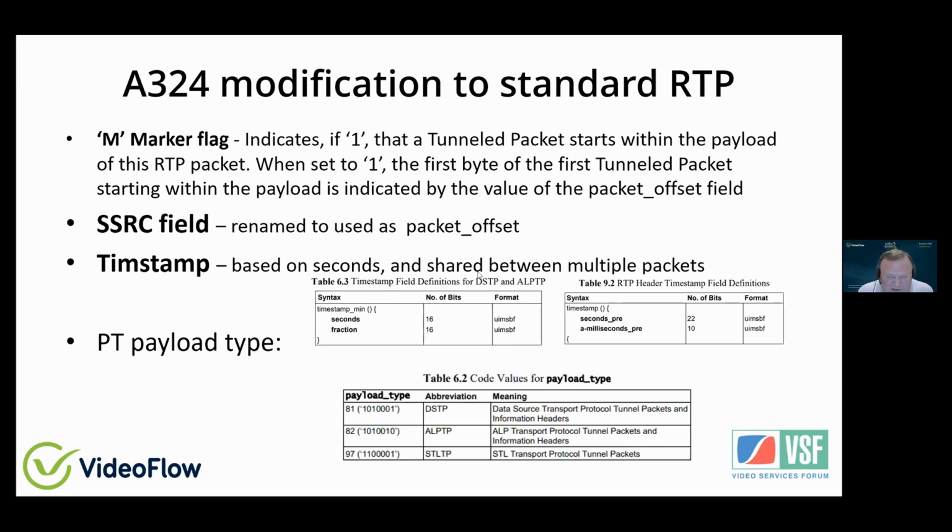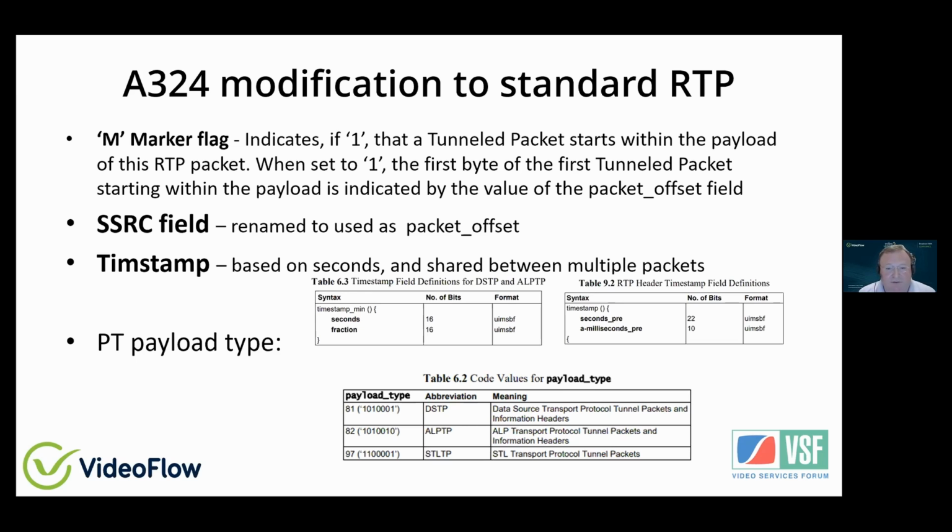So let's touch slightly on the bits, because this is the thing that you need to keep in mind. Basically, the A/324 specification, which is talking about the scheduler and the STLTP, made three major modifications in the packet. Number one, they utilized the M mark flag in the RTP header as a tunnel packet start indicator of a payload. Don't worry, I will show a diagram to explain that.